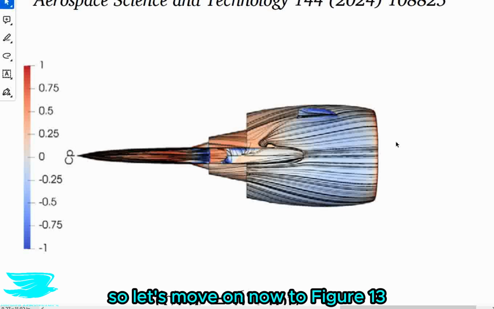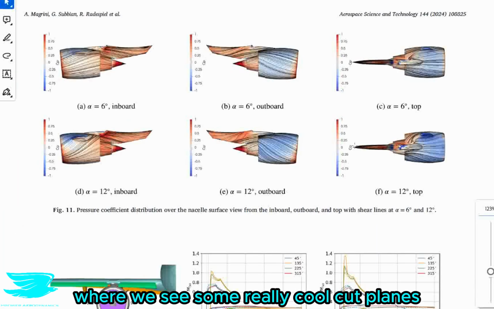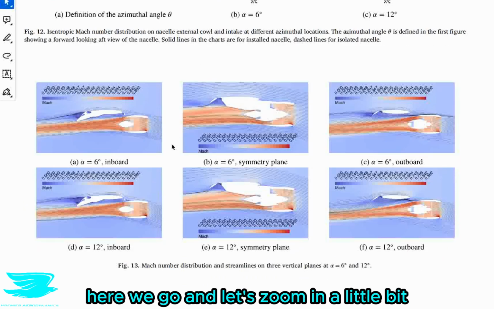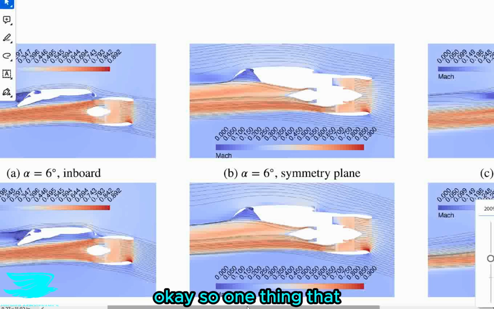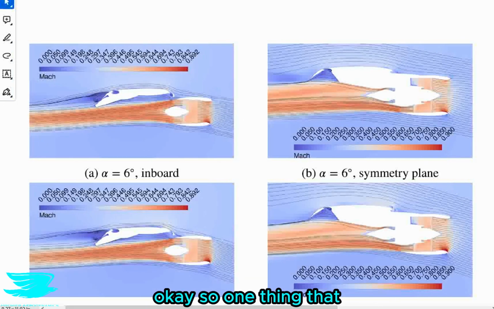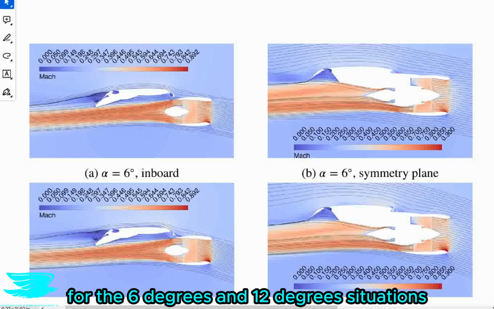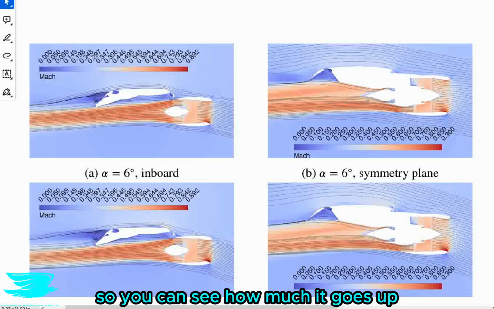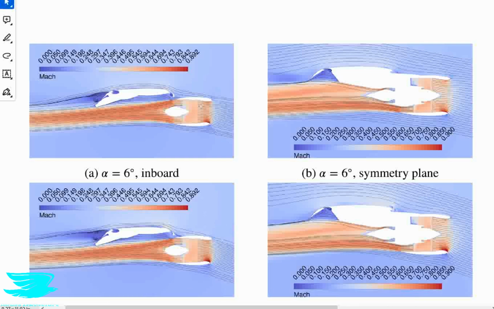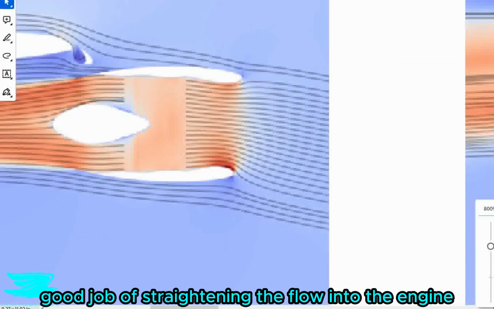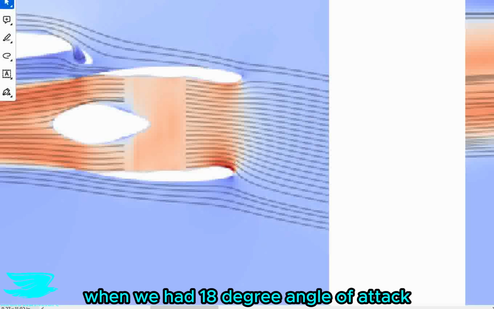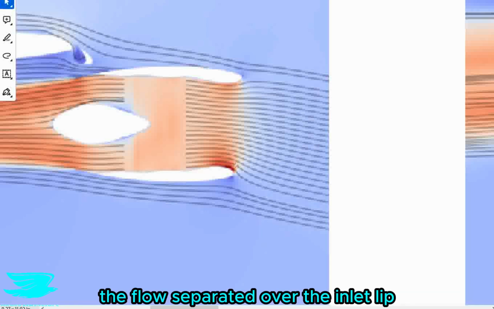So let's move on now to figure 13, where we see some really cool cut planes through the engine itself. Here we go. And let's zoom in a little bit. Okay, so one thing that these planes really show is that for the 6 degrees and 12 degree situations, the flow is coming up at an angle to the engine, so you can see how much it goes up. Looking at the inlet though inside, it does a really, really good job of straightening the flow into the engine. And that's why, as we saw earlier, when we had 18 degrees angle of attack, the flow separated over the inlet lip.